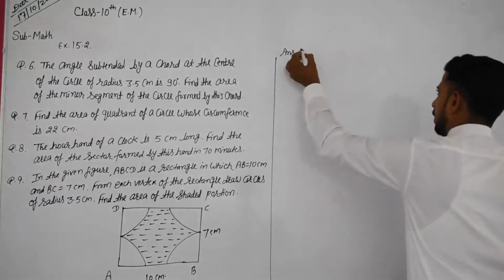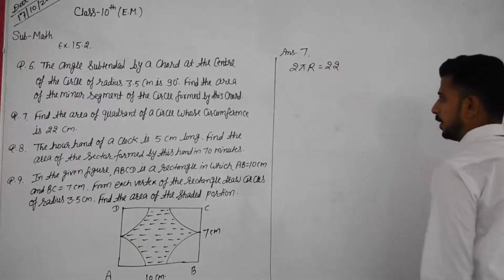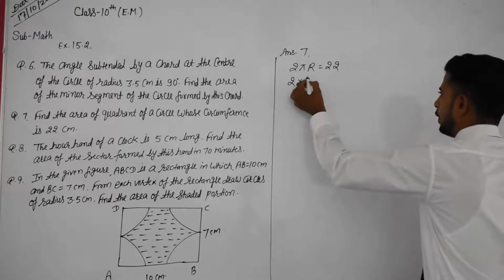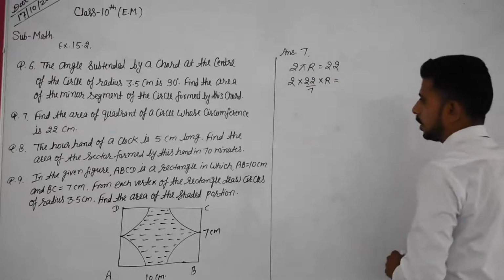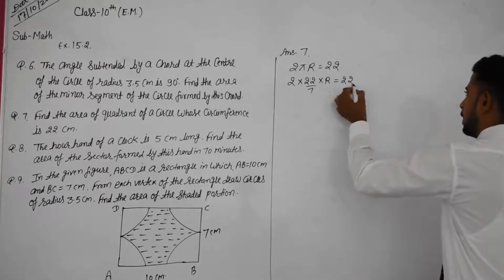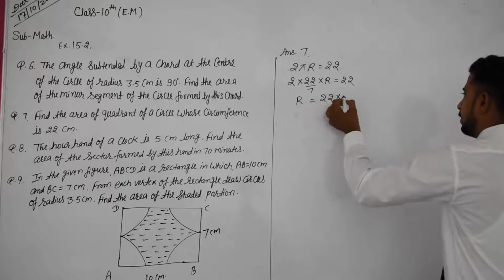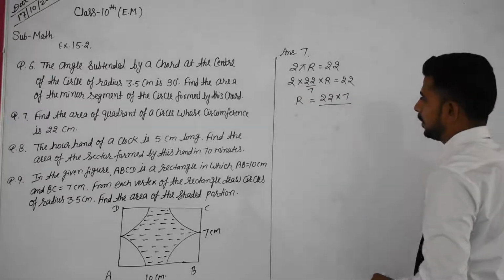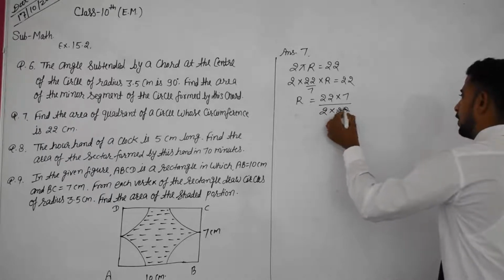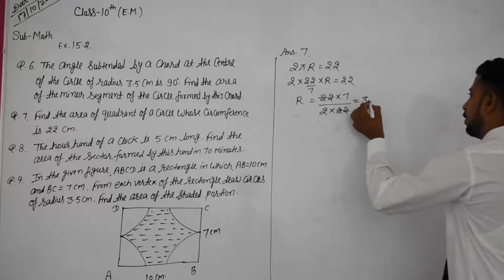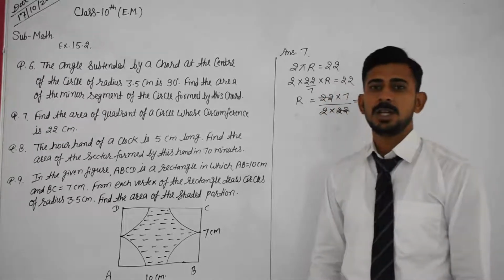Circumference is equal to 2 pi r and the value of circumference is equal to 22. Put the value of pi, which means 22 upon 7. 2 into 22 upon 7 into r. Radius is not given, we can find it: 22 is equal to this. After transposing, 7 goes to the other side in multiplication. 22 cancels, 7 upon 2, then the value is equal to 3.5 centimeter. It means now the radius is equal to 3.5 centimeter.